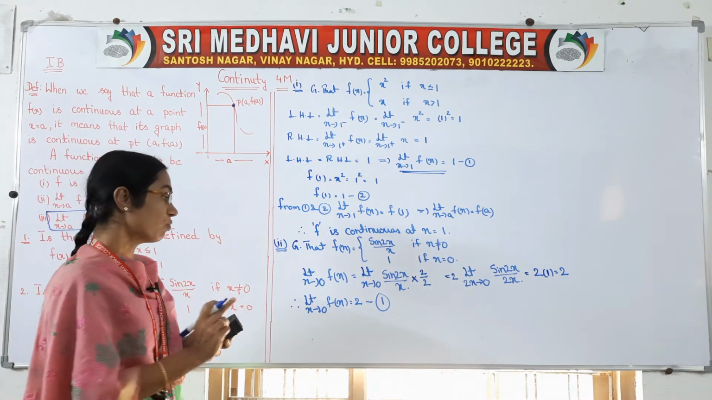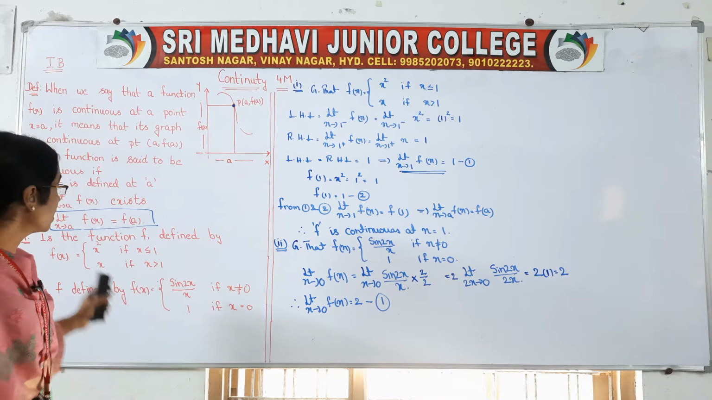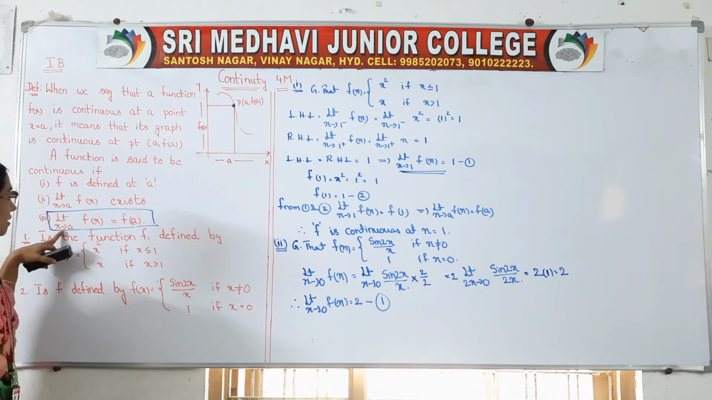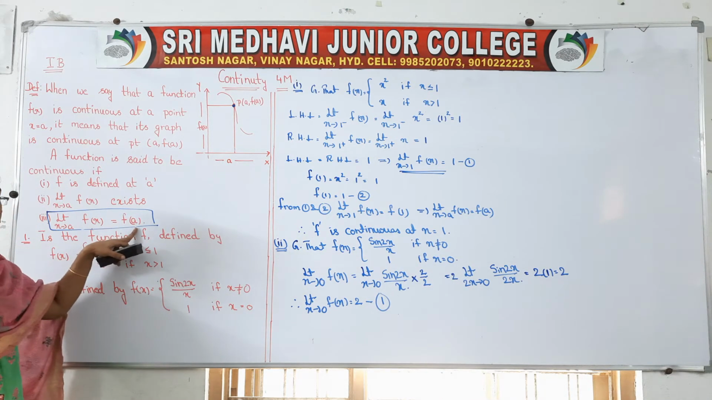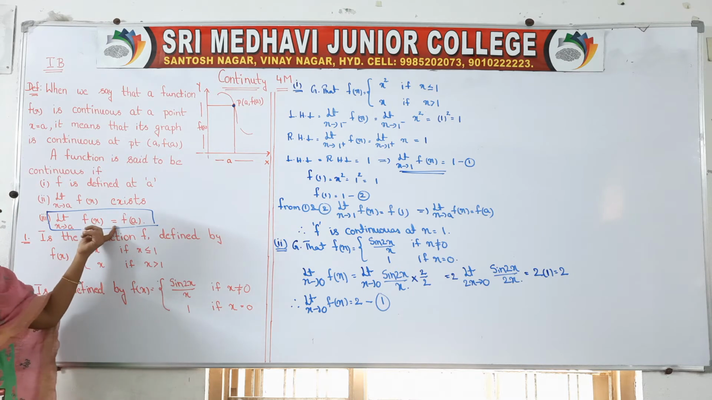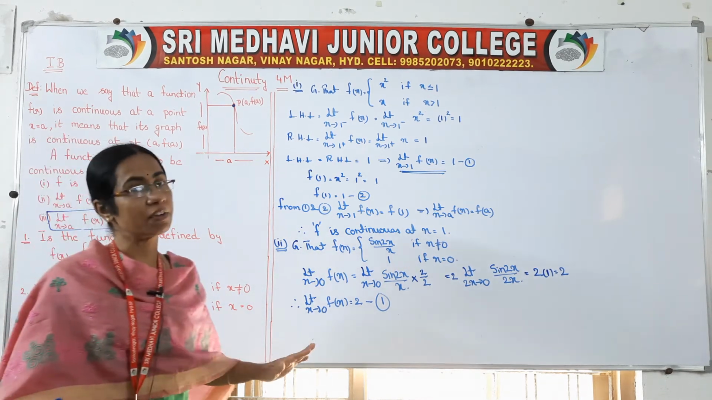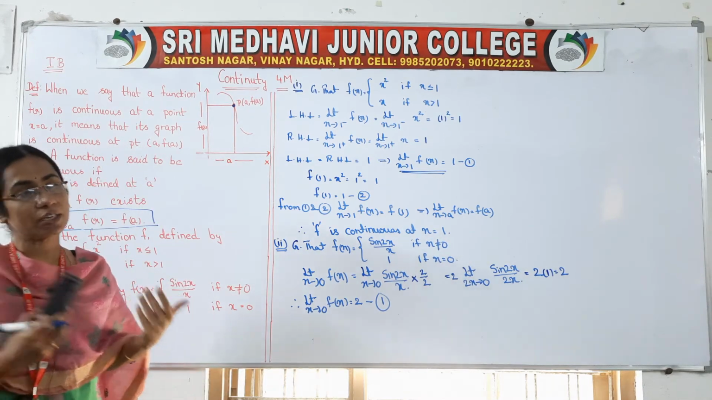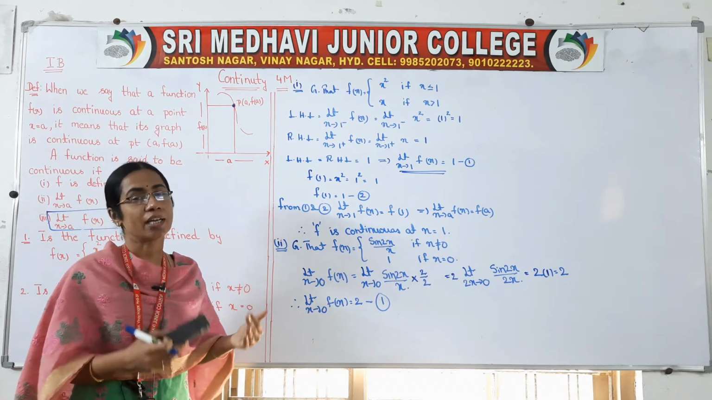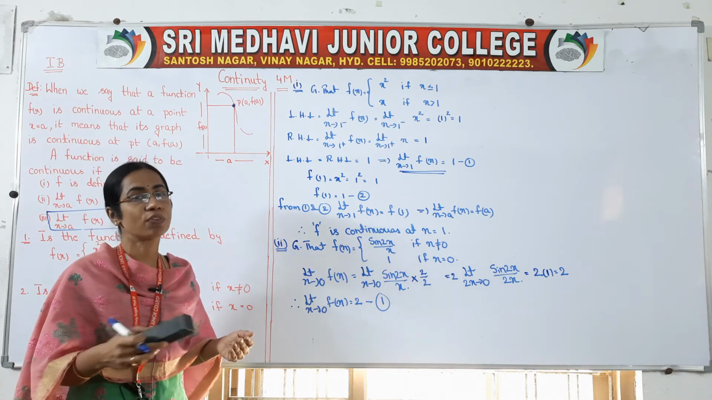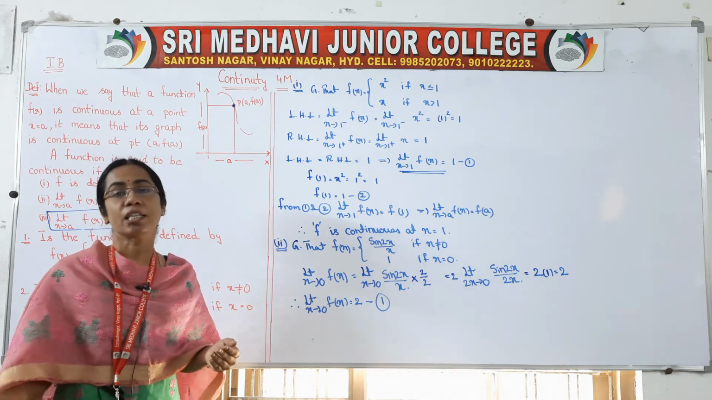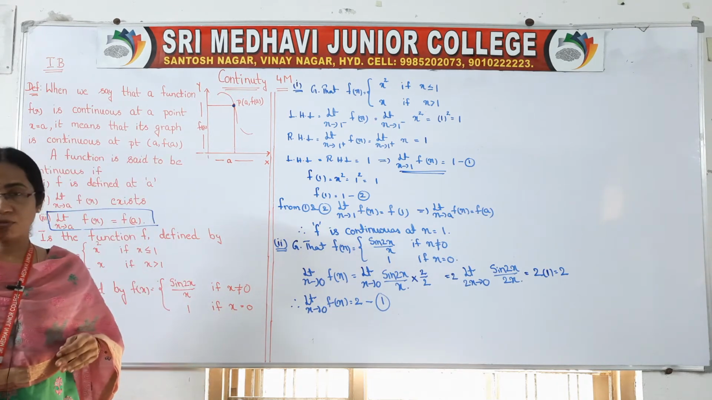Now you find out the value I said: the limit as x tends to a of f of x is equal to f of a. Try to prove this formula. If less than and greater than are not given to us, then we go for the left hand limit and right hand limit, then the limit exists, then f of a.